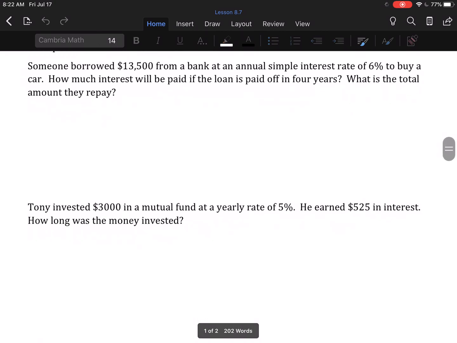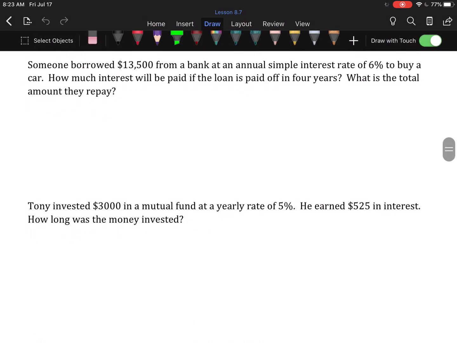So, someone borrowed $13,500 from a bank at an annual simple interest rate of 6% to buy a car. How much interest will be paid if the loan is paid off in 4 years? And what is the total amount? Okay, so two questions here.